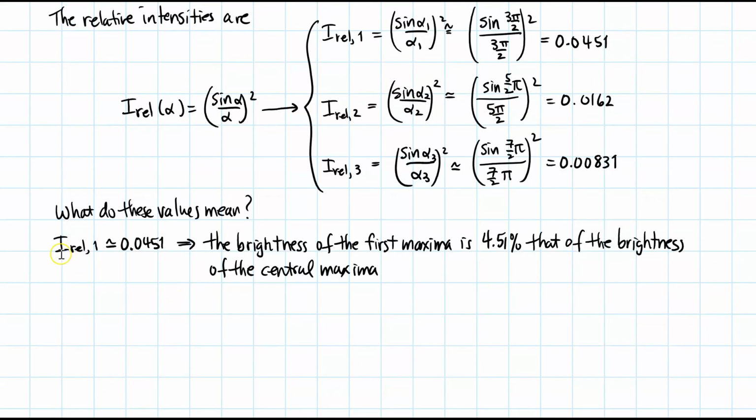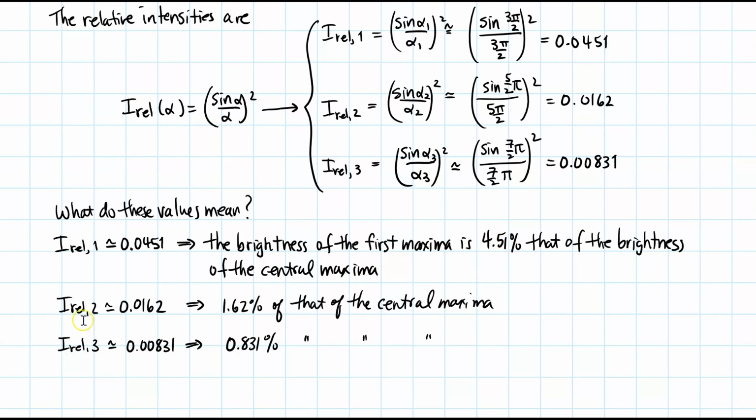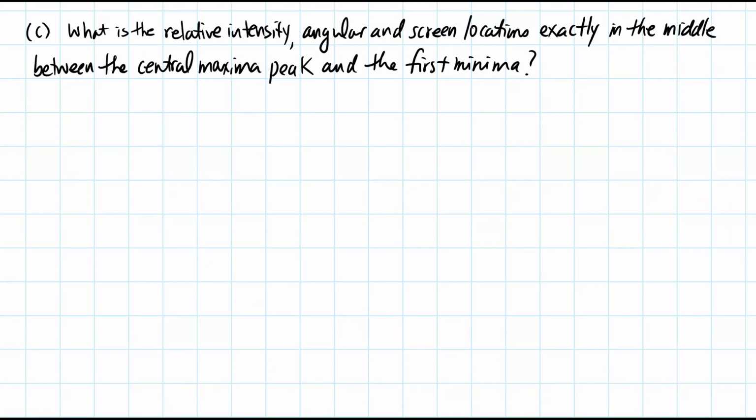What do these values mean? Well, if I look at I relative of the first maximum, I get 0.0451. That means that the brightness of the first maximum is 4.51% that of the brightness of the central max. In other words, this is quite dim. For relative 2, it's 1.62% of that of the central max. For the 3, it's 0.831% of the max. So if you start off with the central max that's not very bright, these will be quite dim and hard to see.